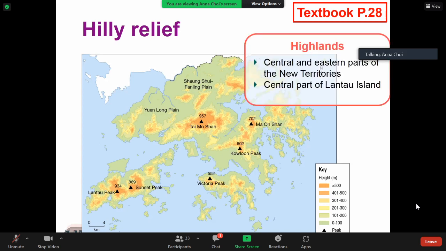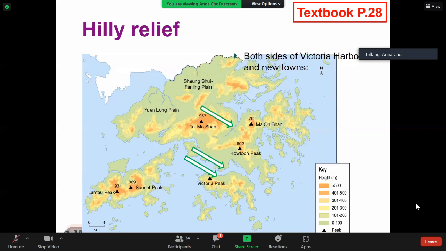And where can you find the hilly relief? The major part you will find is the central or eastern part of the New Territories or the central part of Lantau Island. So basically, you can see this is the central and eastern part of the New Territories as well as the central part of Lantau Island. So this is the highland. What about lowland, where can you find them?